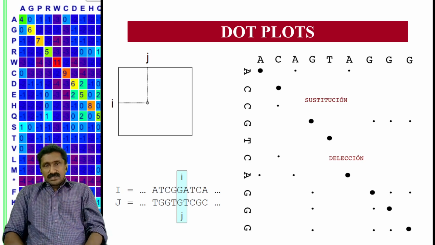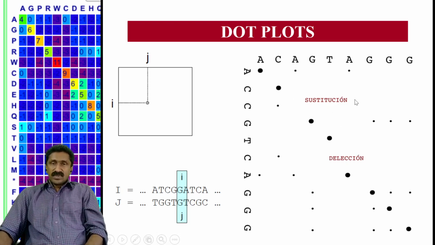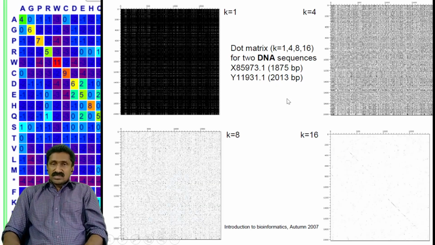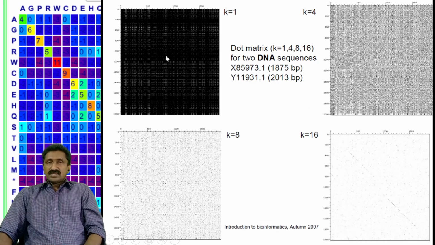Now here you can have such diagonals constructed. If there is a deletion, for example, here the diagonal is not extended to this point, and that represents a deletion or a substitution. There the diagonals will not match. You can construct such plots, and this is a representation of two DNA sequences, of 1875 base pairs and 2013 base pairs, that were compared.